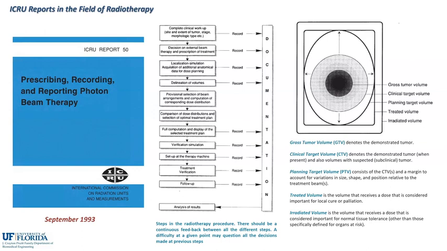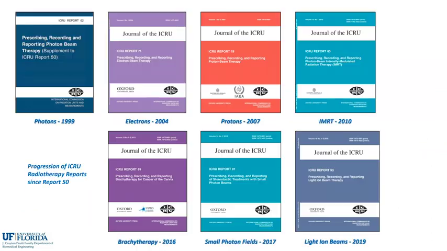A key feature of this report was all these various volume definitions: gross tumor volume, clinical target volume, treated volume, irradiated volume. So the challenge is, when you go to radiopharmaceutical therapy, what are the corresponding volumes? Can we adopt these terms, or do we have to invent a similar but distinct nomenclature for doing dosimetry in radiopharmaceutical therapy?